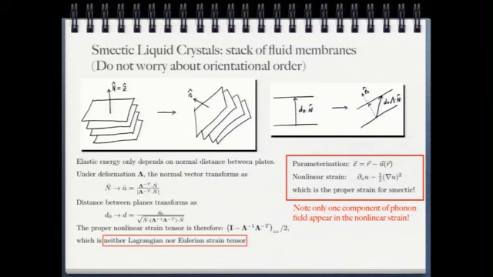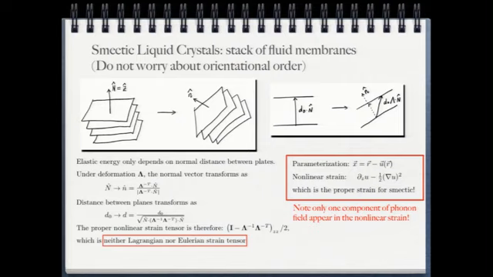Now, when we deform the system, the deformation of this three-dimensional system can always be described by a 3 by 3 deformation gradient. It's a three-dimensional system, so lambda should always work. But what we care about is the new normal, the normal of the membranes in the deformed state.